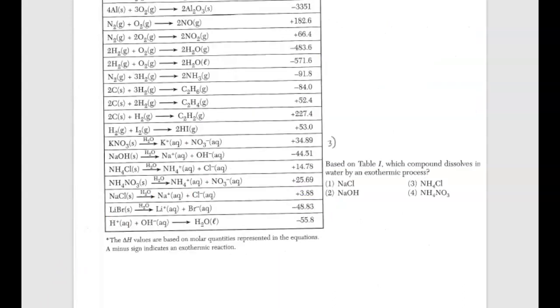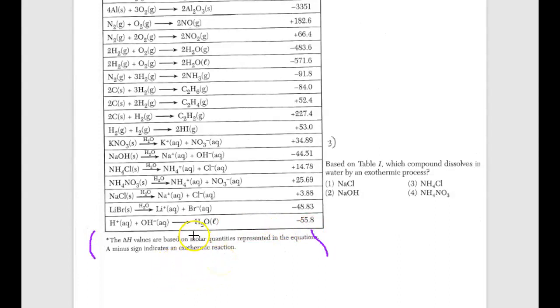They were all exothermic because of the negative signs. The second question that relates to reference table I, which I put as number 3, says, based on table I, which compound dissolved in water by an exothermic process? Exothermic means you're going to see it listed as a negative value. And again, the negative value tells you that it's an exothermic reaction.